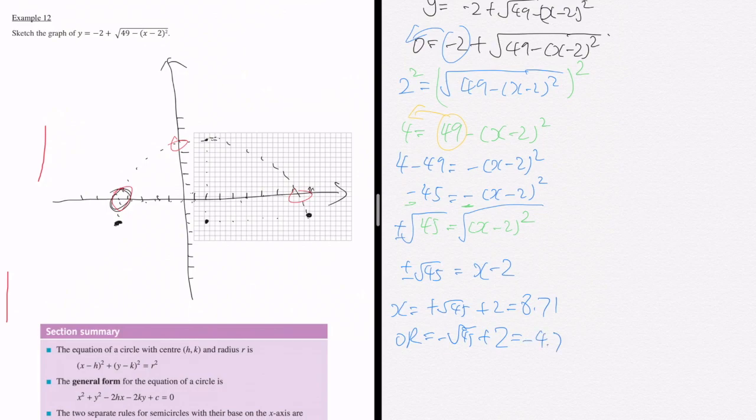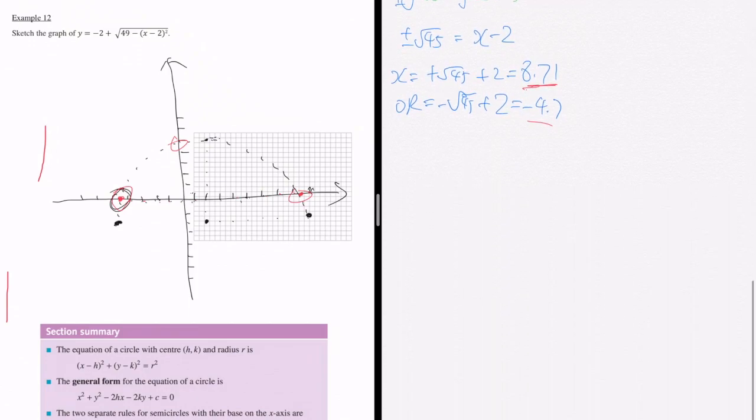I would like you to plot on your graph slightly accurately. So it's 8.71, so it should be between 8 and 9. So here 1 2 3 4 5 6 7 8 9. So that's roughly over here. That's my x-intercept. Another one, negative 4.7, will be roughly between negative 4 and negative 5. So negative 1, negative 2, negative 3, negative 4, so somewhere over here. So now that's my x-intercept.